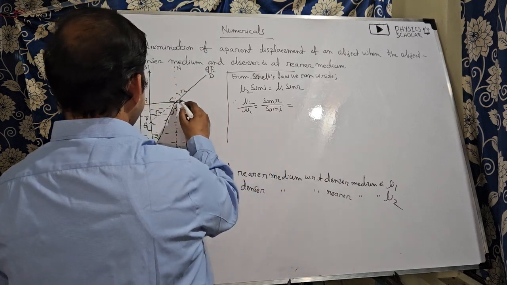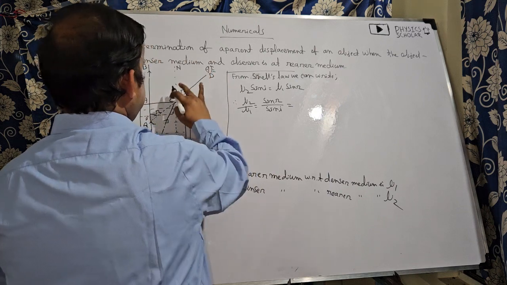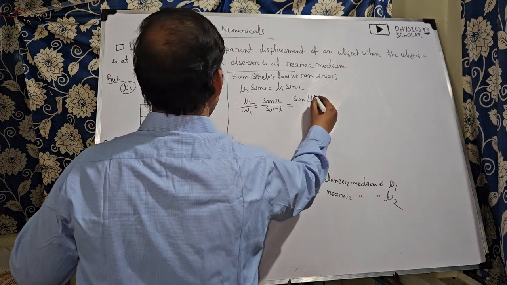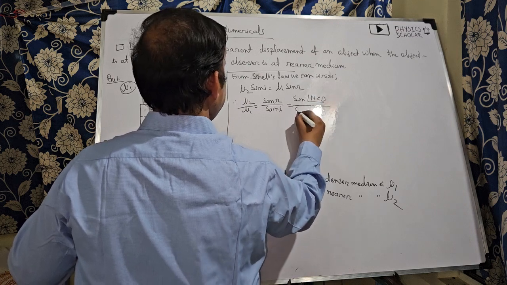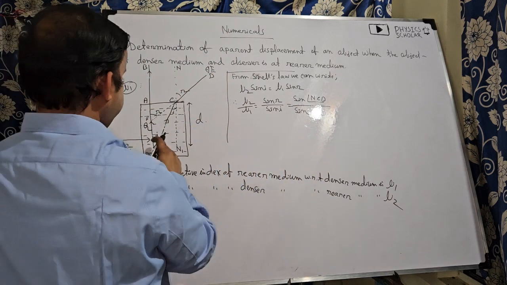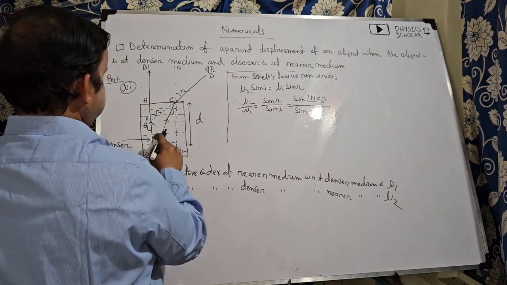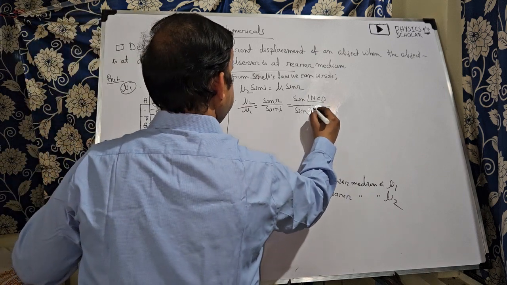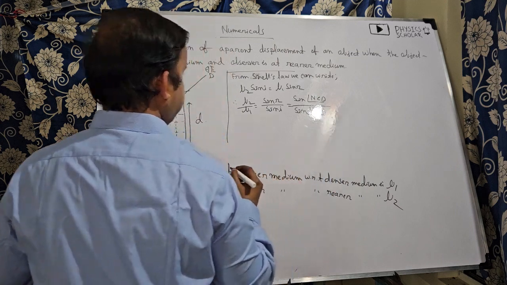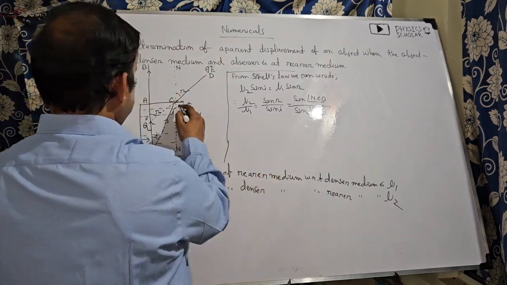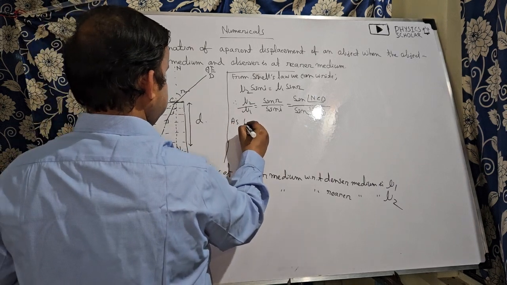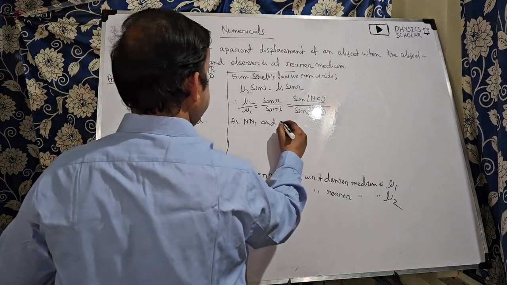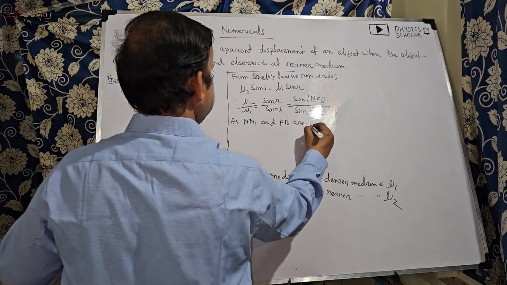Mu2 by mu1 is equal to sin r by sin i. Sin r means the angle NCD, this is the angle r. So sin of angle NCD, divided by sin i, and i means this one, angle PCN1. Now, as NN1 and this line PB are parallel.